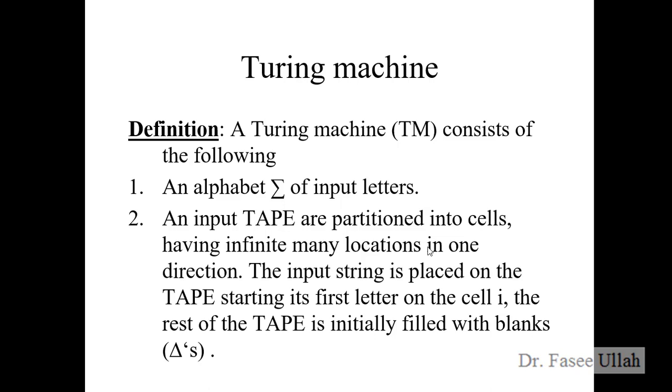In this case, the first letter from the input string we will place on the tape, that is the location cell i. The rest of the tape is initially filled with blank letters. Here we represent the blank by this delta symbol. That is the end, which we also call halt or stop of the Turing machine, to stop the processing further.